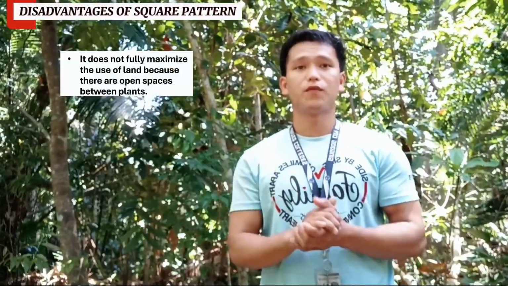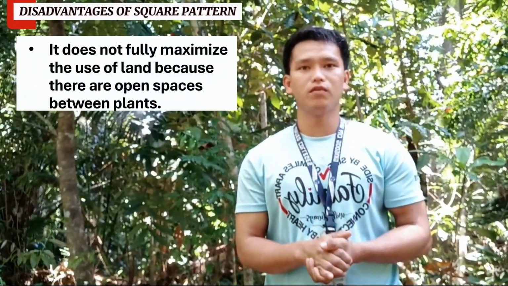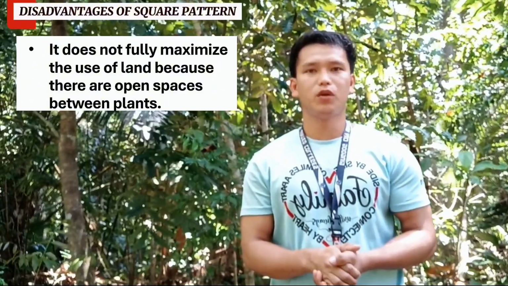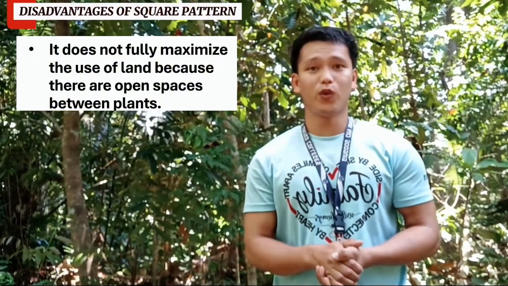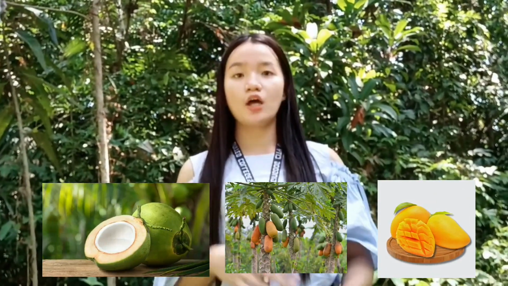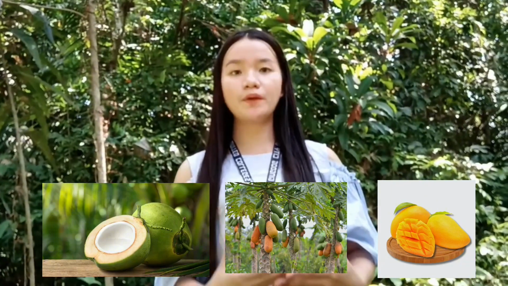Even though it is simple, the square pattern has some disadvantages. It does not fully maximize the use of land because there are open spaces between plants. This space may also allow weeds to grow if not controlled. This pattern is suitable for crops like mango, coconut, and papaya, which need enough space to grow properly and develop strong roots.